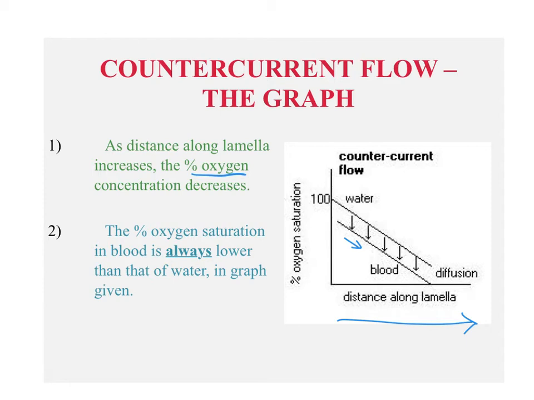So if I highlight, there's no point on this graph where this blood line, highlighted in red, is any higher than the water. So the amount of oxygen from this graph available from the water is always greater than that in the blood.